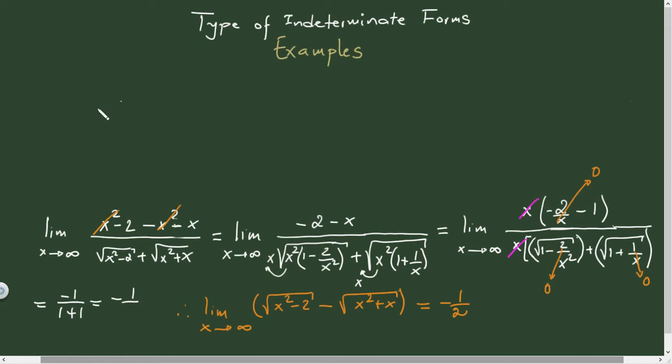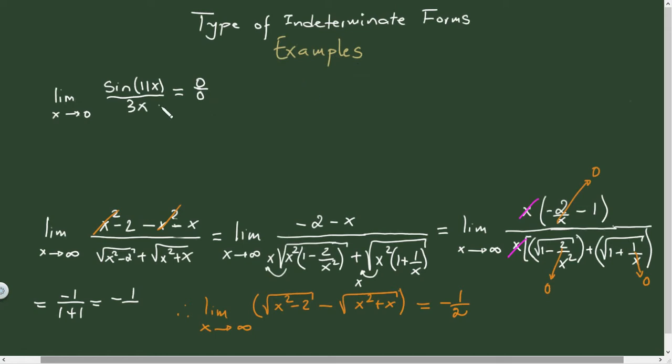Our first example: we need to find the limit as x goes to 0 of the sine of 11x over 3x. As you can see, if you plug 0 in here, it gives you 0 over 0, so the form is 0 over 0. It's a perfect form to use L'Hopital's rule.